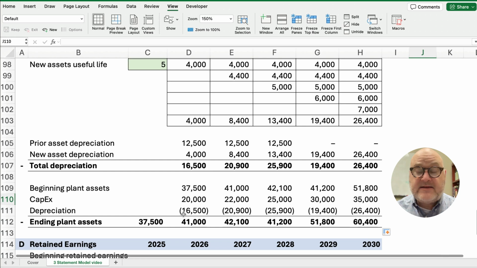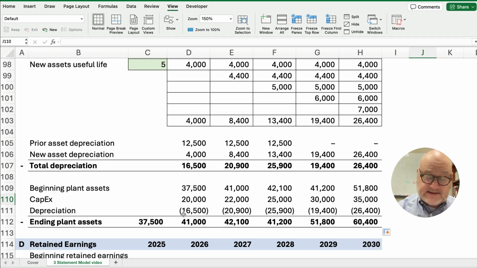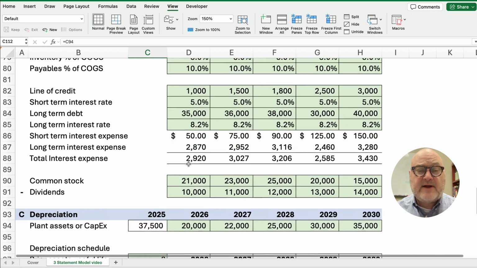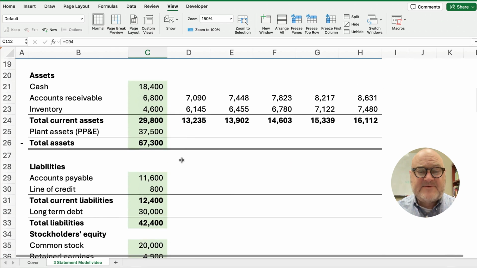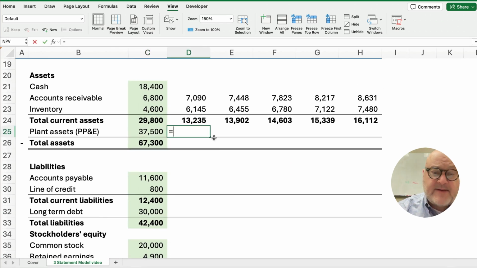So at the very end, I've printed out a solution. So let me check my solution. We should have ending plan assets of $37,500, which is where we got started. It's going to be $41,000, $42,100, $41,200, $51,800, $60,400. Looks like that's correct. We're happy with that. So now we can plug it into our balance sheet here at the top. So a lot of little moving parts, but we're happy with that.